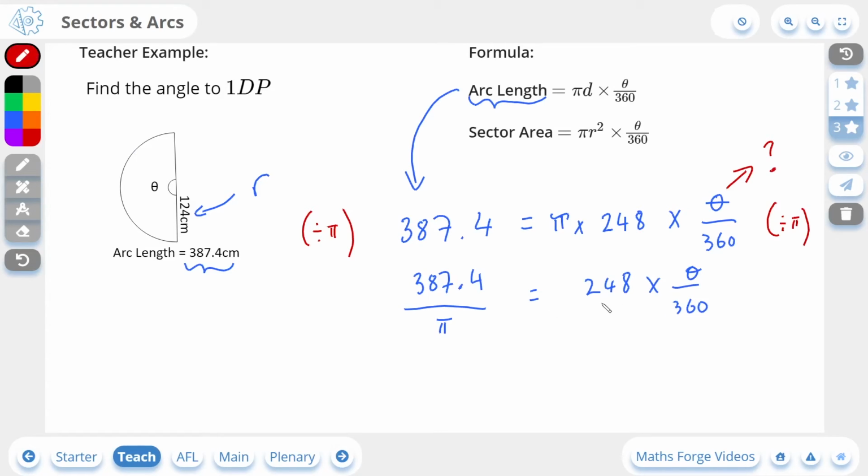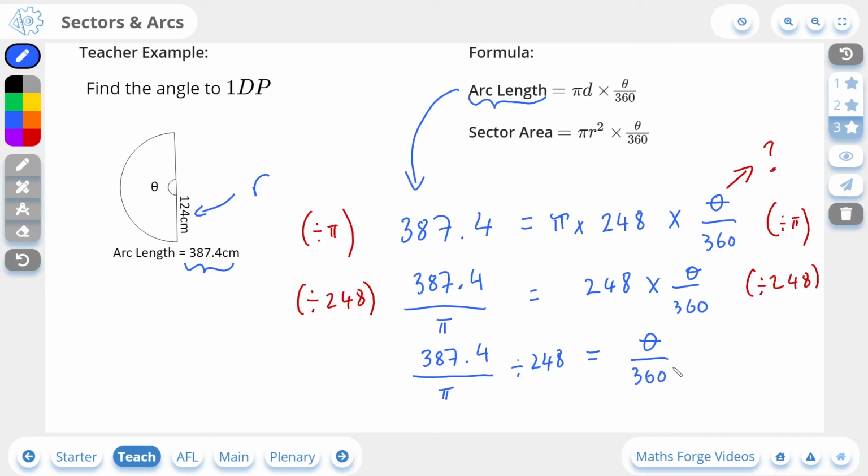The next step is to divide by 248 to cancel out this 248 here. This is now going to leave us with 387.4 over pi divided by 248. And if you can see what I'm doing right now, I'm not actually simplifying anything. I'm just getting everything ready so I can input it into my calculator in one go. And this isn't the only way to do it, but it's the way I prefer to do it. And now on the right-hand side, we're left with theta over 360. So we're really close to isolating the theta and finding out what it's equal to.